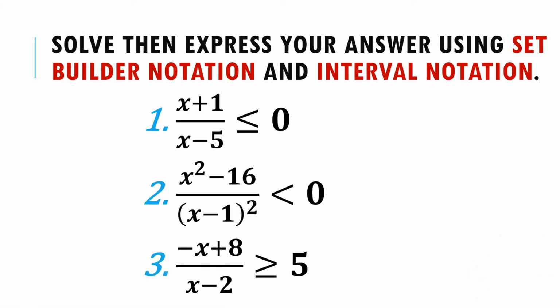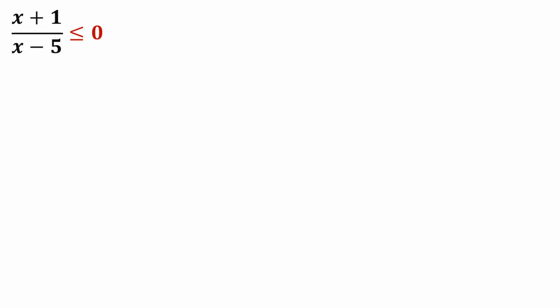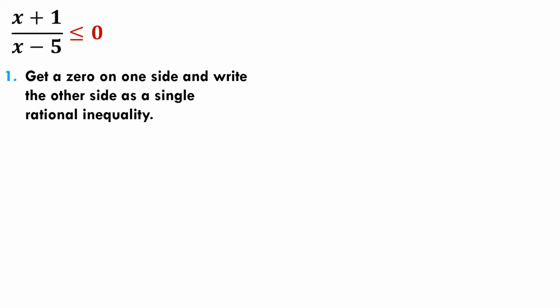So here are the problems that we are going to solve. There are 3 problems. Solve, then express your answers using set builder notation and interval notation. Let's start with the first problem. X plus 1 all over x minus 5 is less than or equal to 0. First step. Get a 0 on one side and write the other side as a single rational inequality.